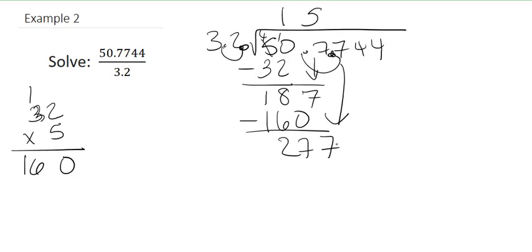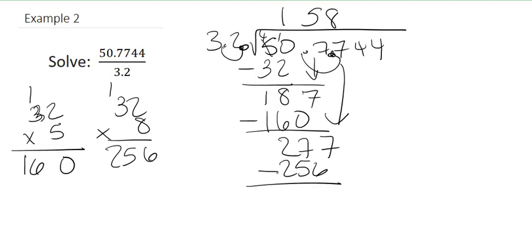And now 32 goes into 277 how many times? So let's estimate. Let's just say 8. 32 times 8. So 2 times 8 is 16. Carry the 1. 3 times 8 is 24. Plus 1 is 25, so 256. If we added another 32, it would be much higher than our 277. So we know that we are doing well with 8. So we'll put the 8 above and put 256 below. And then do a subtraction.